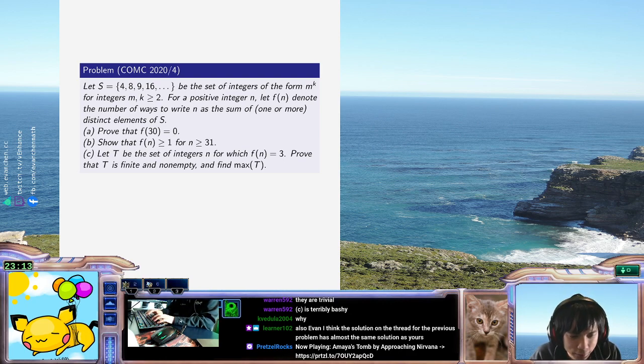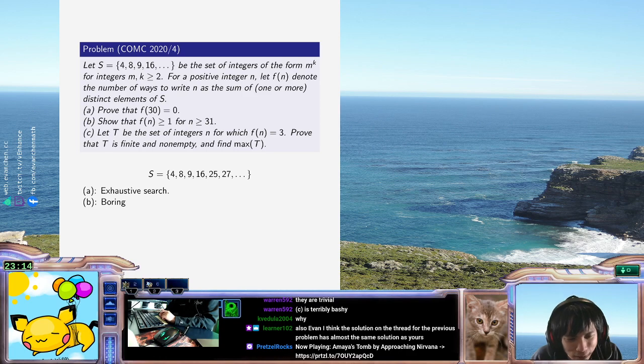So A looks like it's just exhaustive search. I don't see anything else. You start with 30. You do casework on the biggest thing. 14 is not doable. 5 is not doable. 21 isn't doable. So I don't think there's anything to say for A. You just kind of check it. So B is the first interesting one.